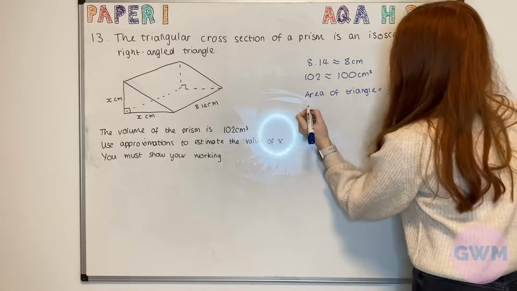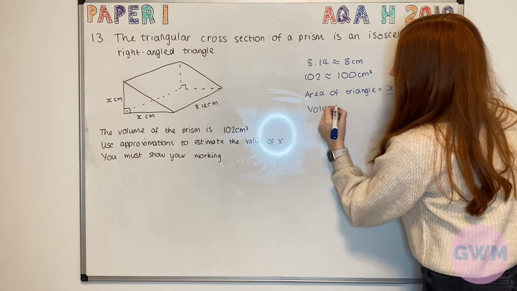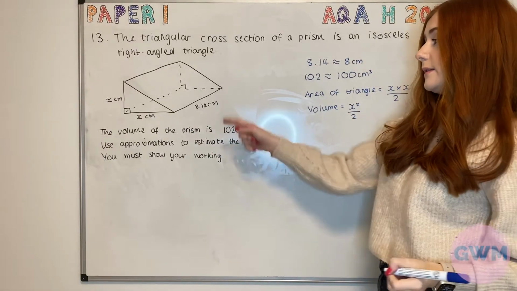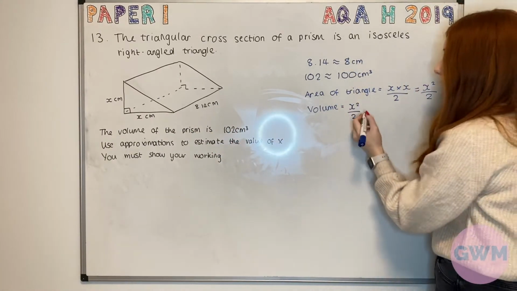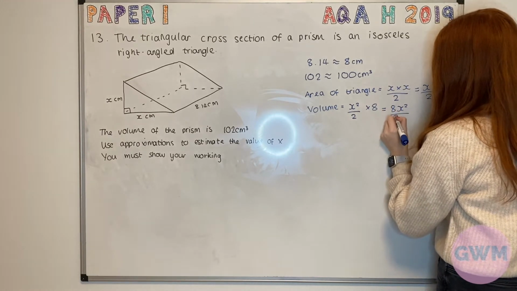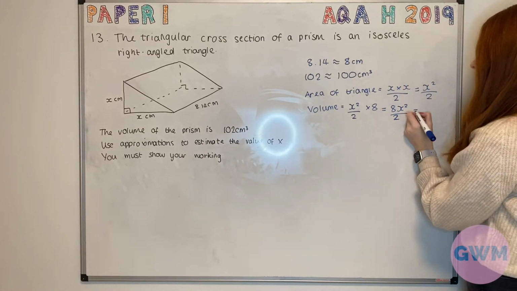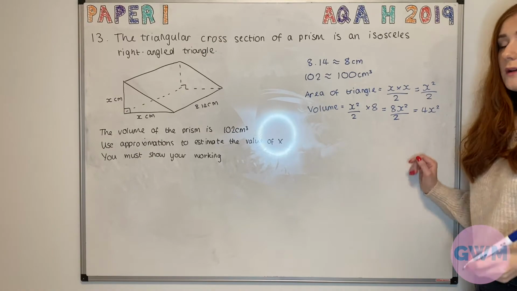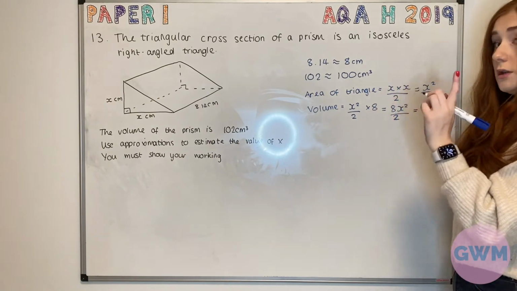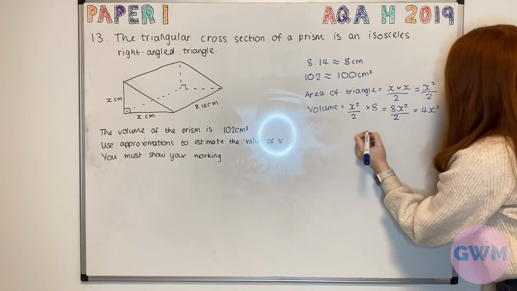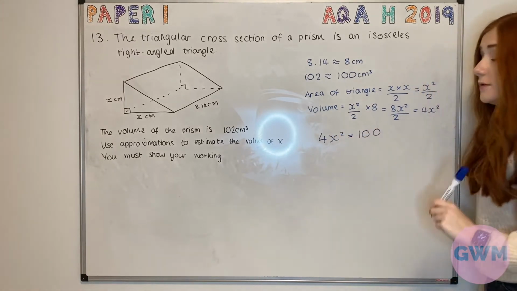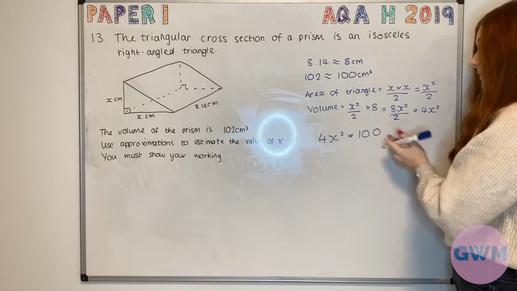Now for the volume of the prism, we do that area, we've got x squared over 2, and we times it by the length, which is 8.14, but remember we approximate that to 8, which gives us 8x squared over 2, 8 over 2, 4, 4x squared, that's the volume. And we now know the volume is 102 centimetres cubed, remember, approximated to 100, so that volume, 4x squared, is equal to the volume that we know, 100. Now all we've got to do is solve this equation for x.